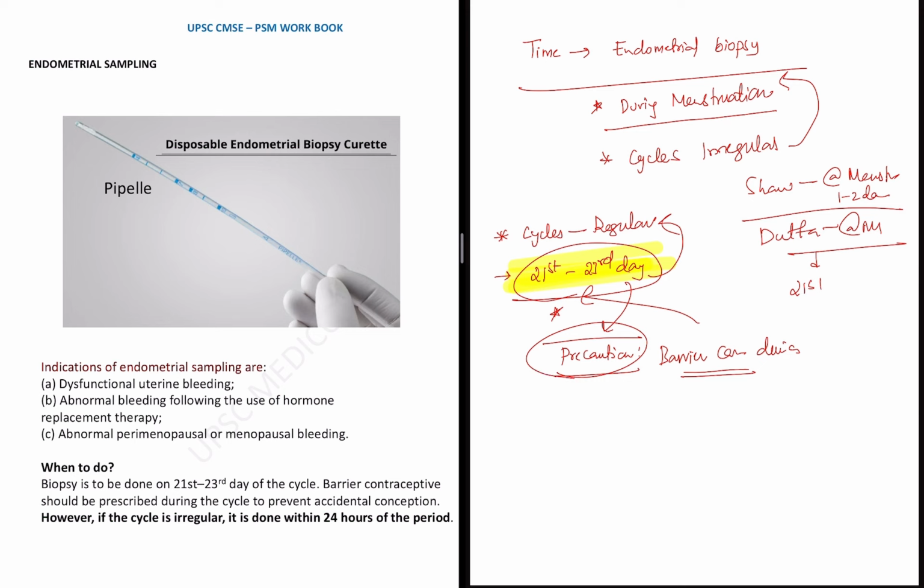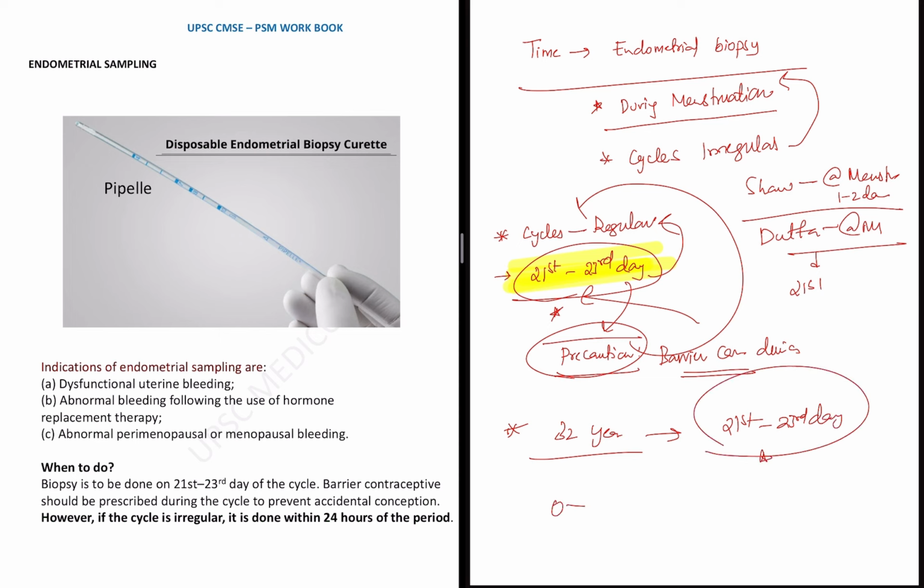Okay, it should be a precaution before doing the sampling itself. For example, a woman of 32 years suffering with infertility, you want to do endometrial biopsy for testing ovulation. So you will be planning it on 21st to 23rd day of cycle. So before performing the sampling, at the starting of the cycle itself, you should advise women to start barrier contraception. This precaution is very important to prevent accidental conception.